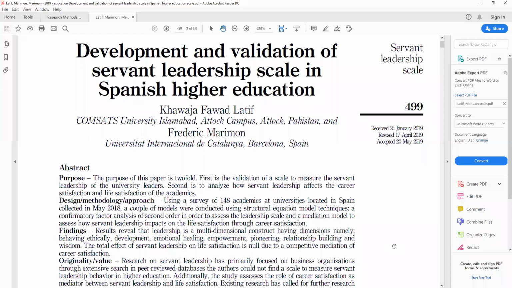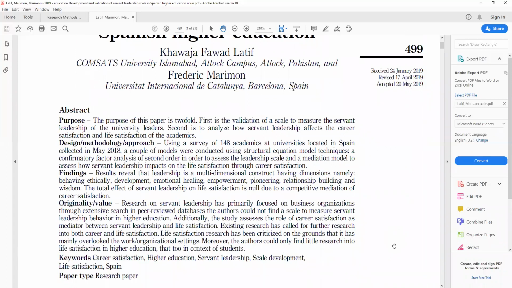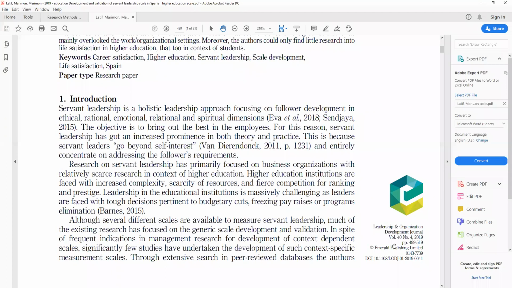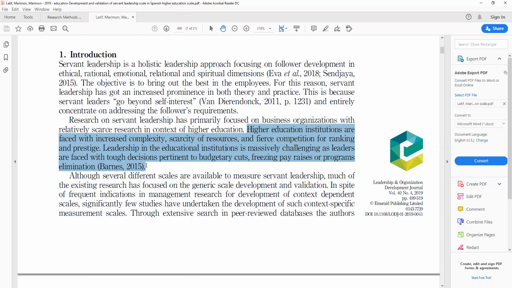So once I started digging into existing research, I found a gap, a problem, a limitation of existing research, which is later expressed in these research papers. For instance, this is how I expressed it. Research on servant leadership has primarily focused on business organizations, with relatively scarce research on the context of higher education. And then you elaborate as to why higher education might be an interesting, important area to study.